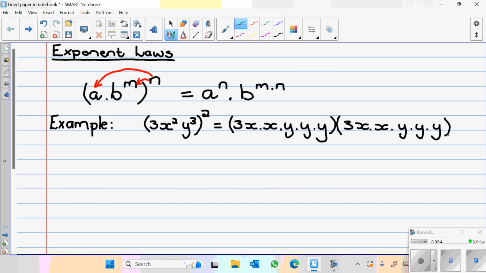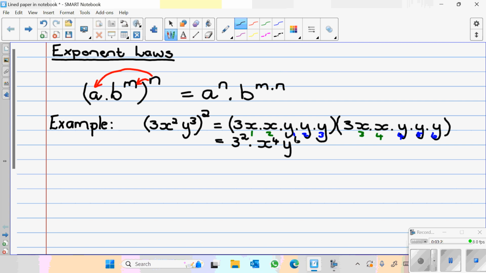So actually, I have two 3's. So it is 3 to the power of 2. I have 1, 2, 3, 4 x's, so it becomes x to the power of 4. And I have 1, 2, 3, 4, 5, 6 y's, so it becomes y to the power of 6.